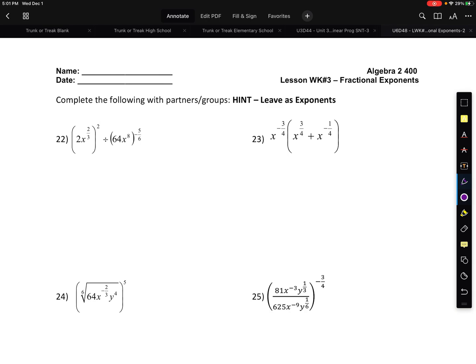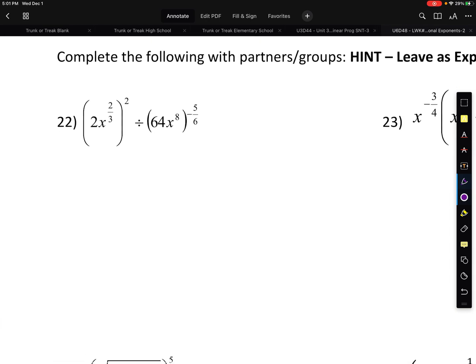All right, key thing, problem 22. I see a negative exponent followed with division. Right, so that means I would drop it down to bring it back up. So you know what? Change it to multiplication, make it positive. So I have, what do I got? 4x to the 4/3 times 64 to the 5/6.